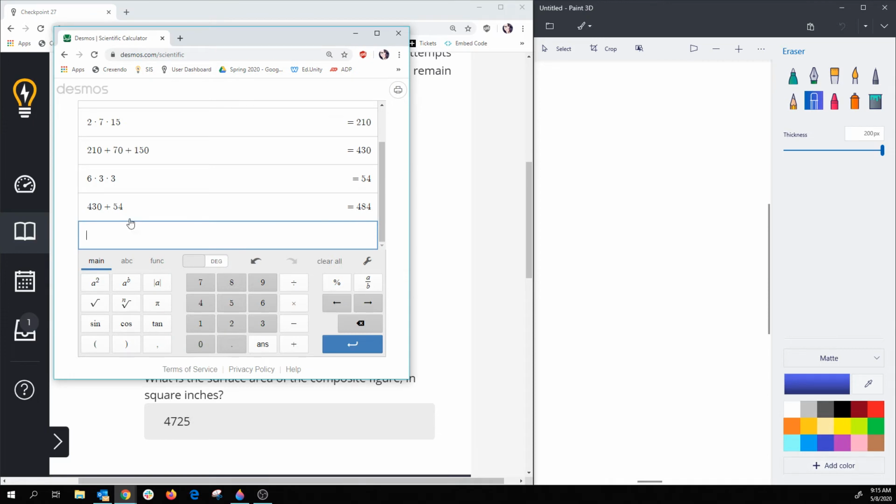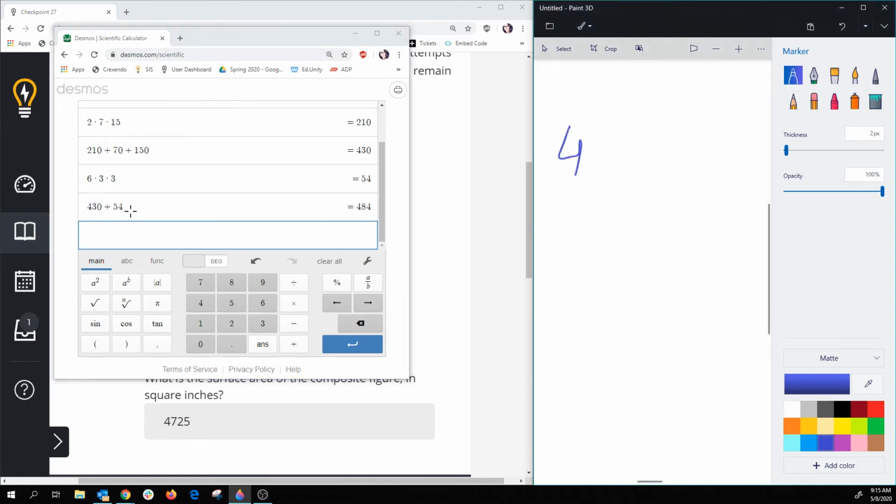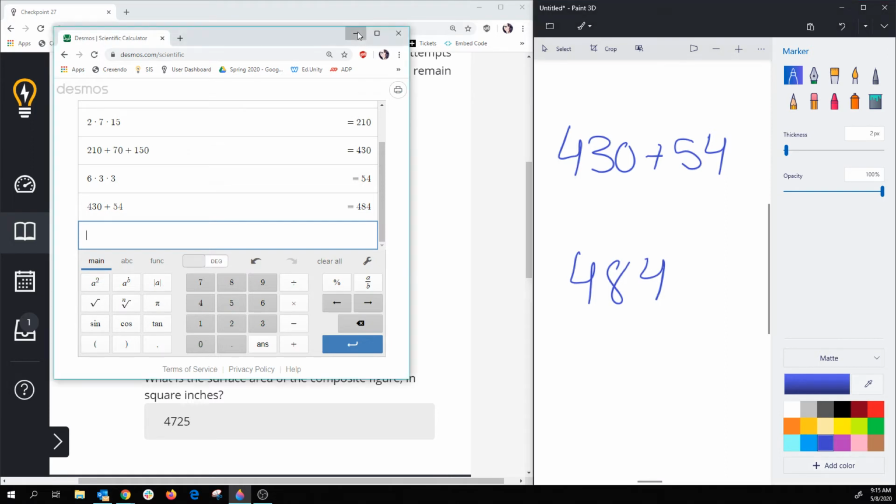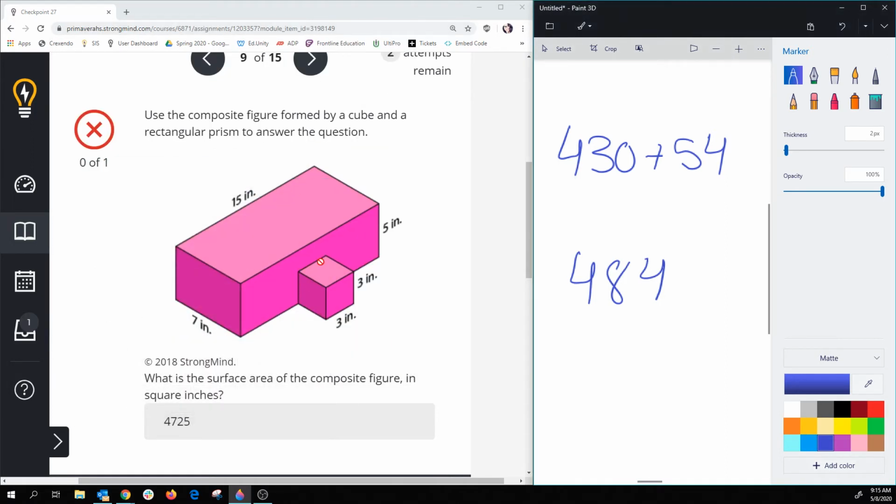Okay, so I added that 430 with the 54, and that gave me 484. However, if we think about it, this area right here where these two figures meet is not a surface, right? I'm not counting that one side of my cube where it's attached, so I need to subtract the area from that one side. Since this is a cube, all sides have the same area.